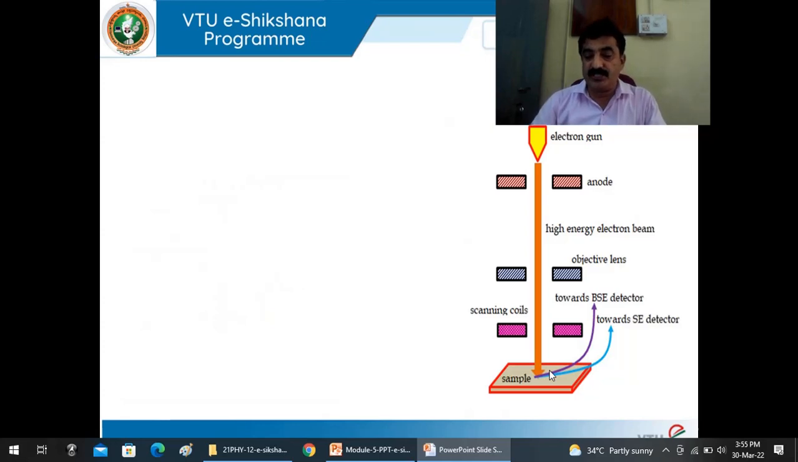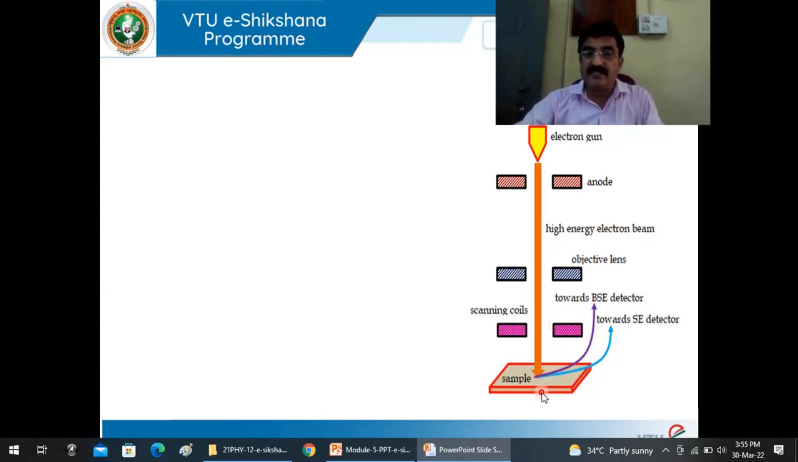This is the construction part. SEM consists of an electron gun. It produces an electron beam, which is accelerated and falls directly on the surface. While falling, we have to have a lens arrangement, the objective lens arrangement, and also scanning coils. I told you that the electron beam has to move to and fro, so that scanning arrangement we need to have.